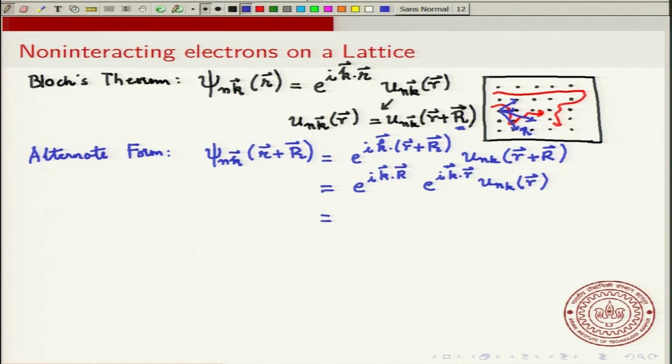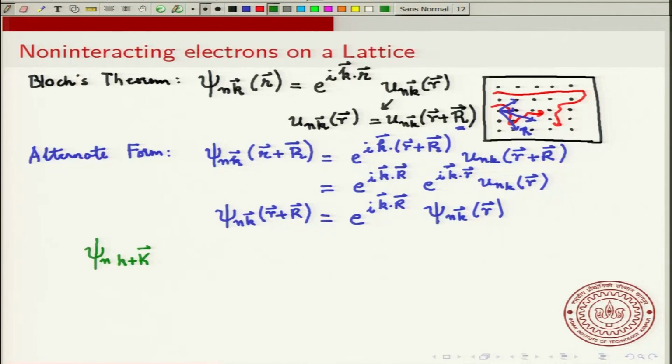So this is written as e to the i k dot R times psi n k of r. So what we had here was just psi n k of r. So we have this alternate form of Bloch's theorem, that your wave function can be written in this form. Whether you write Bloch's theorem in this form or that form, it is actually the same. Now something nice happens when you write it in this form. Suppose you ask the question, what is psi n k plus capital K of r?